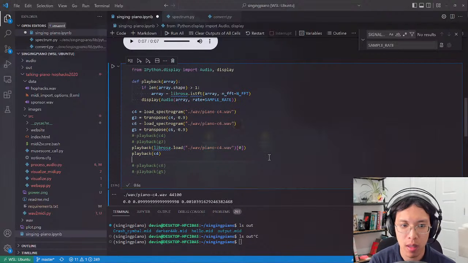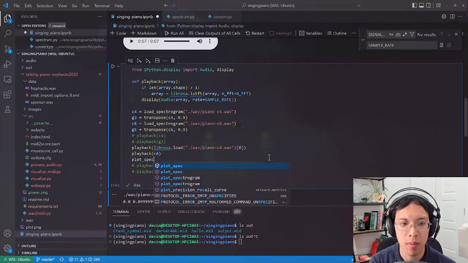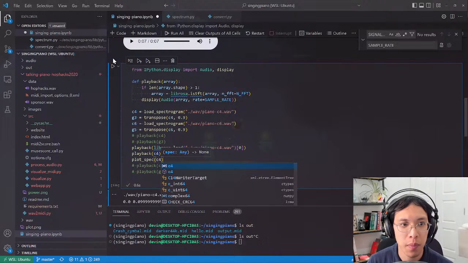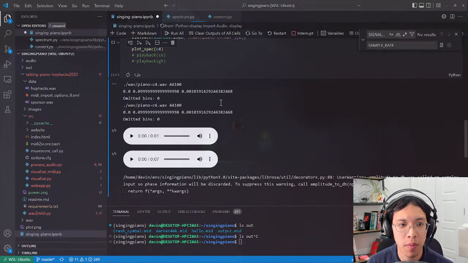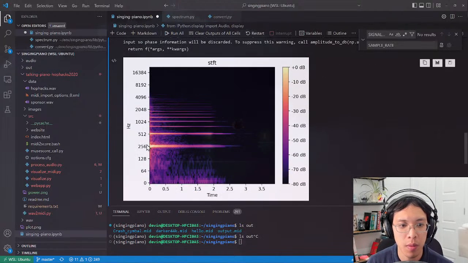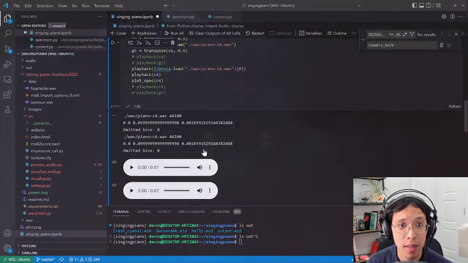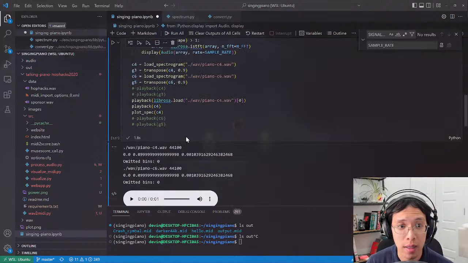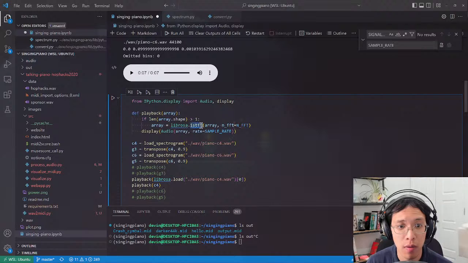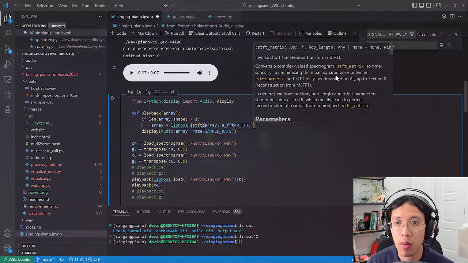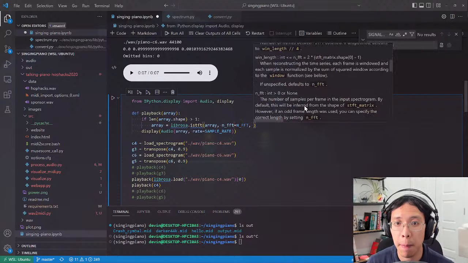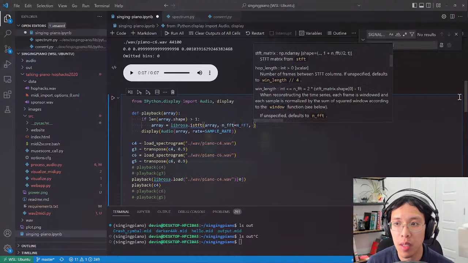Okay, well I can plot the spec for C4. And remember, middle C is about 260 Hertz. So this is correct. This plot at least is correct. So it seems like the issue is in the inverse STFT here. It's probably getting the wrong sample rate or something. So I must be missing something.